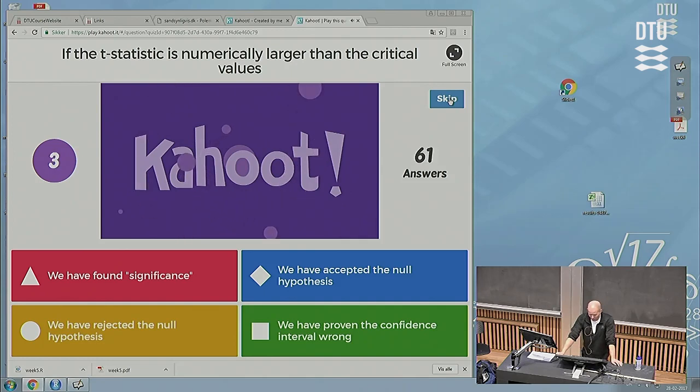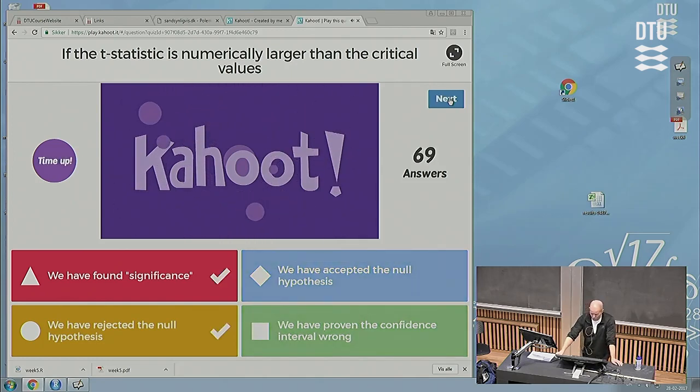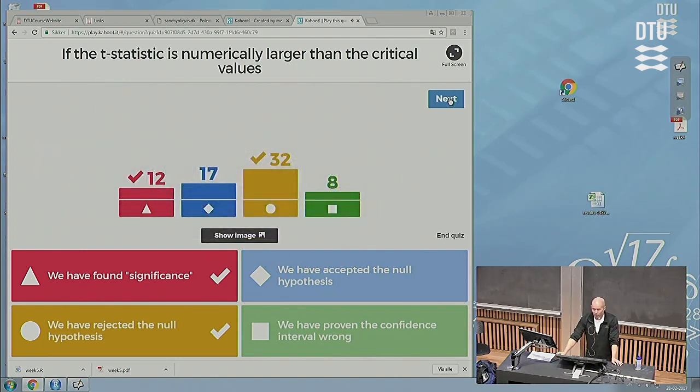We have a t-test statistic numerically larger than the critical values. It means we found something. It means we rejected the null. The t-statistic is more extreme than the critical, right? Large t means we found something.